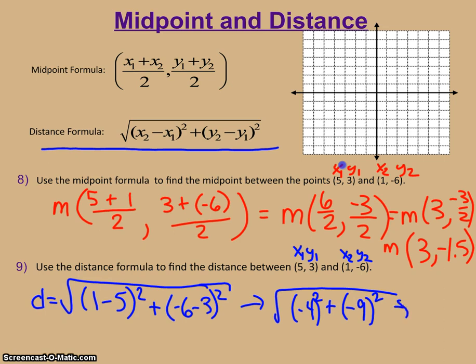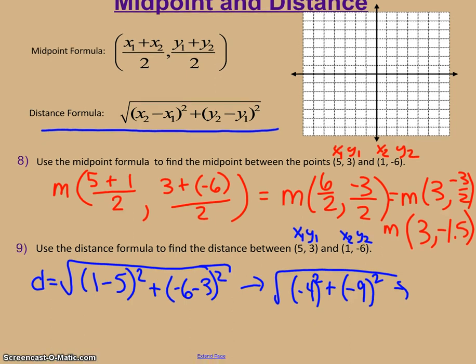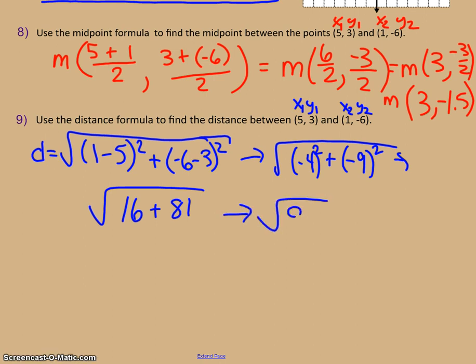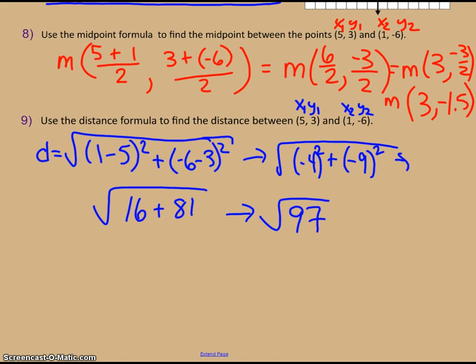Now we simplify that. Negative 4 squared is 16. So we're going to have, let me extend the page here a little bit, get some more room for you guys, the square root of 16 plus 81. Now we're just going to add those together, and the square root of 97 is our answer. Now, depending on what your teacher wants, you might need to plug that into your calculator, and that's going to get you about 9.85. Your teacher might also want you to try to simplify that to make it a better root.